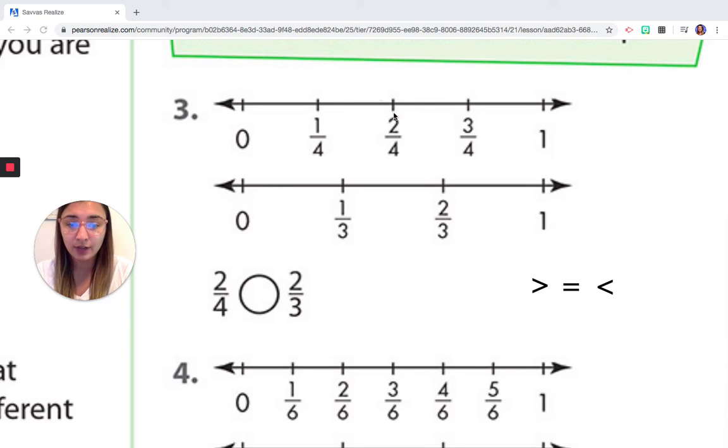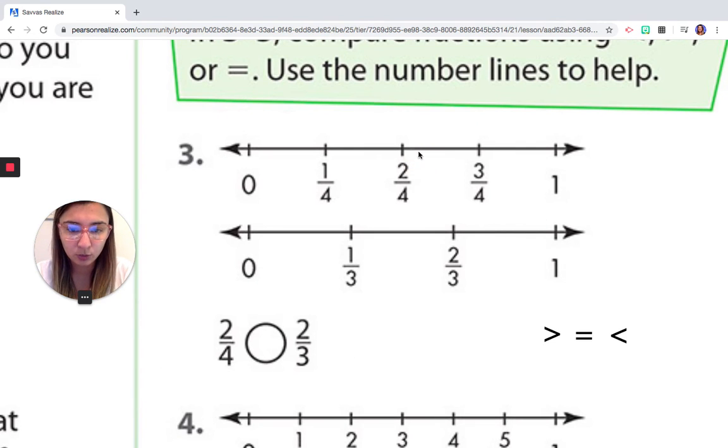We see here that our 2/4 is right here. Actually, I should circle that. Let me get my tool. Okay, I have 2/4. Okay, and I have 2/3. Slowly but surely, guys.